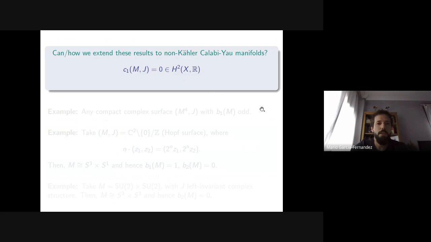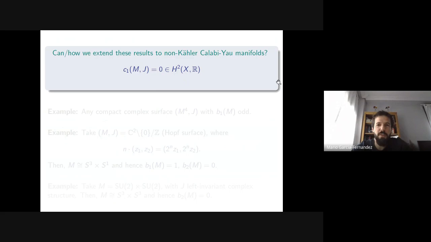The question I want to address in this talk is how to extend these results to non-Kähler Calabi-Yau manifolds. For me, a non-Kähler Calabi-Yau manifold is going to be a complex manifold such that the first Chern class vanishes in second real homology. So I'm going to take real homology, but you can also impose a stronger condition, that the first Chern class vanishes in integral homology. This is my definition of Calabi-Yau, and this is the problem I want to address.